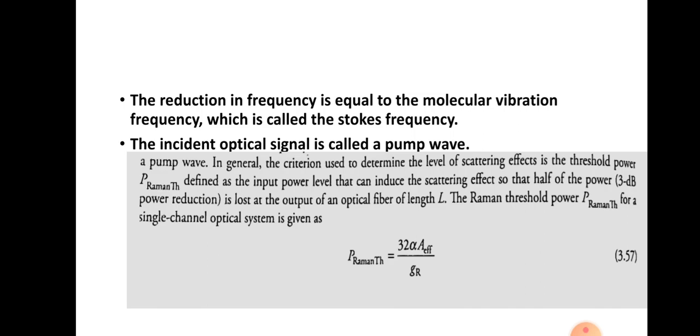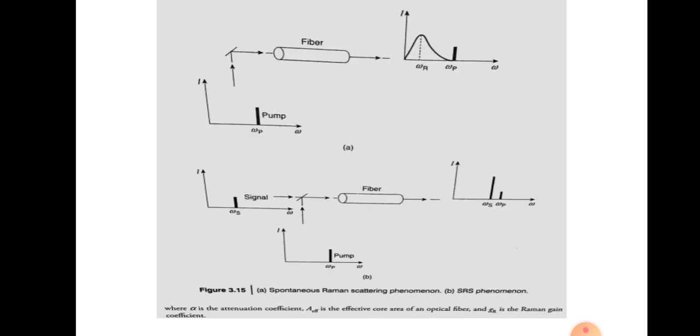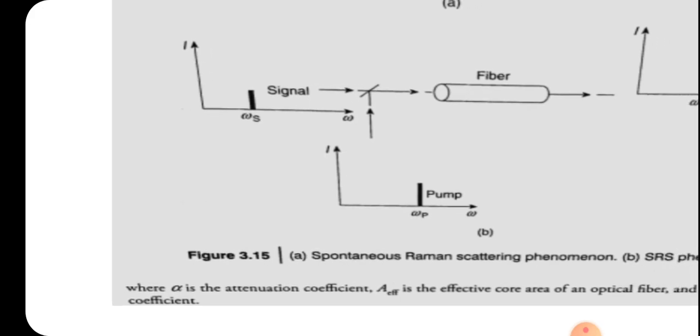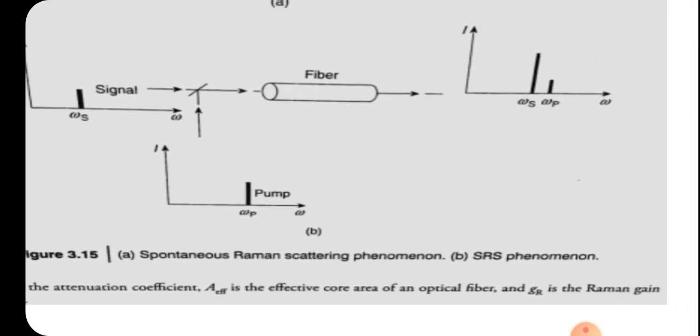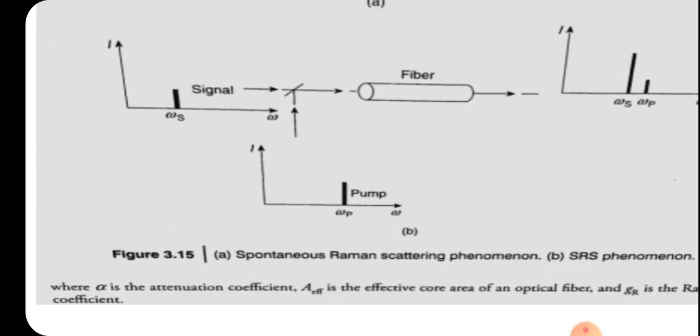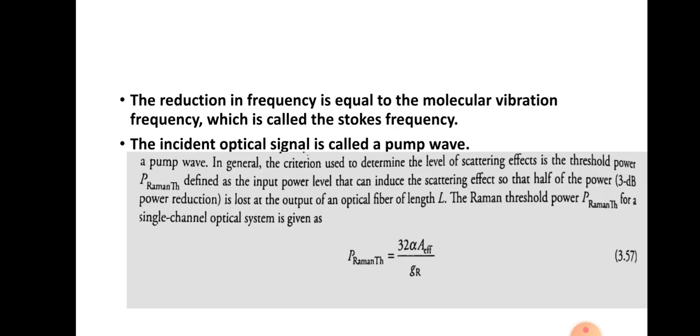The Raman threshold power P Raman TH is given by the equation 32 alpha into A effective by GR. This is a simple equation that may be useful for doing problems. In that equation, alpha is the attenuation constant, A effective is the effective core area of the optical fiber, and GR is the Raman gain coefficient. This is what happens when a photon is incident on a molecule of the fiber.